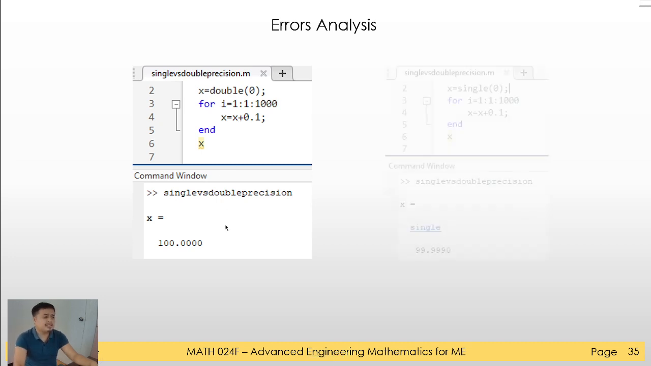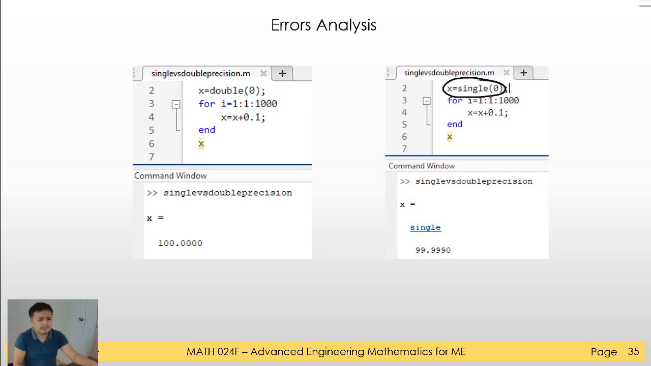But if we utilize a single type of precision, and we add this 0.1, 1,000 times, you can see here that there will be some error. So instead of 100, which the answer should be, we got 99.999. So you can see here the comparative difference of utilizing a higher precision data storage compared to a lower precision data storage.